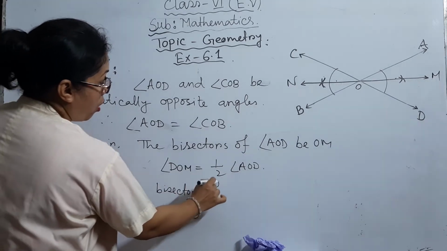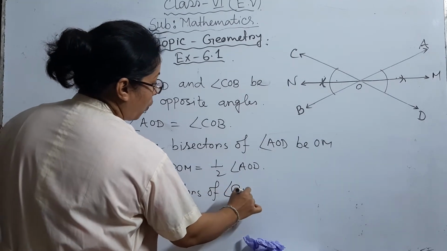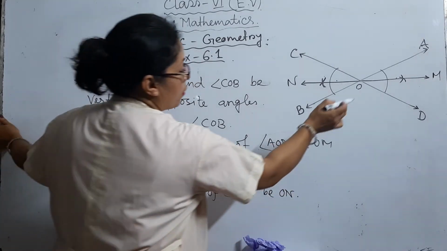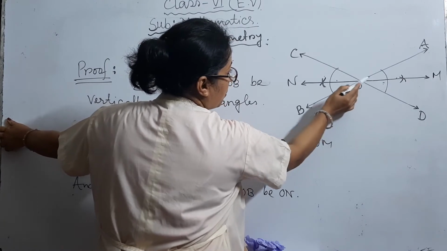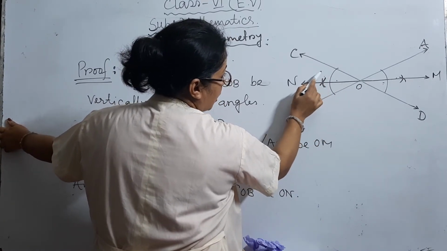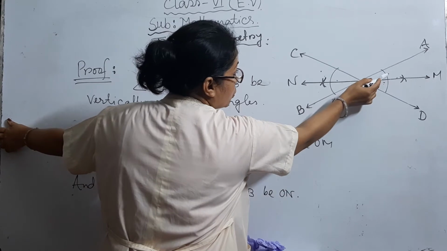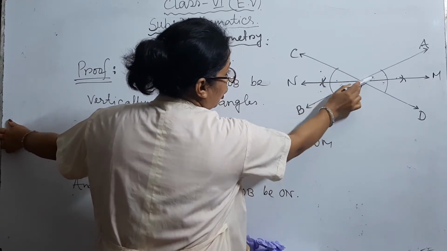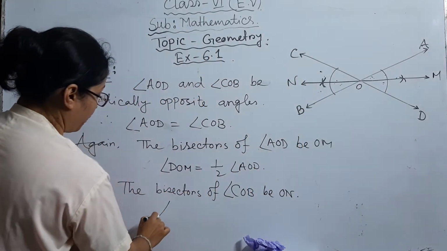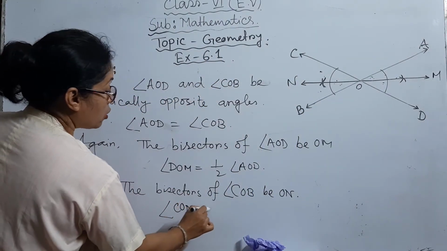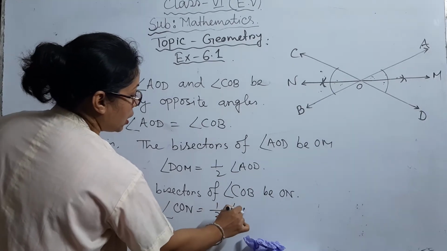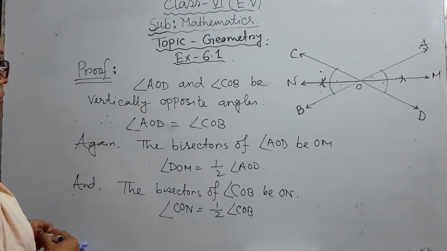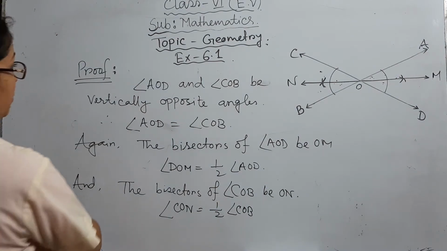So let's do it again. The bisector of COB is ON. If I choose this angle, its vertically opposite will be this. Or if you choose this angle, its vertically opposite will be this. See, that's why I will choose this angle now. CON equals half of COB. Clear? Okay, now I am going to the upper part. Please note it down in your copy.